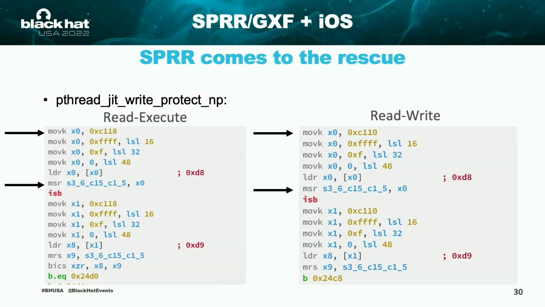When the CPU finds the MSR instruction, it will change the permission of the page that is SPRR configured. You can see there is no syscall involved, no trapping involved, so it runs really fast.